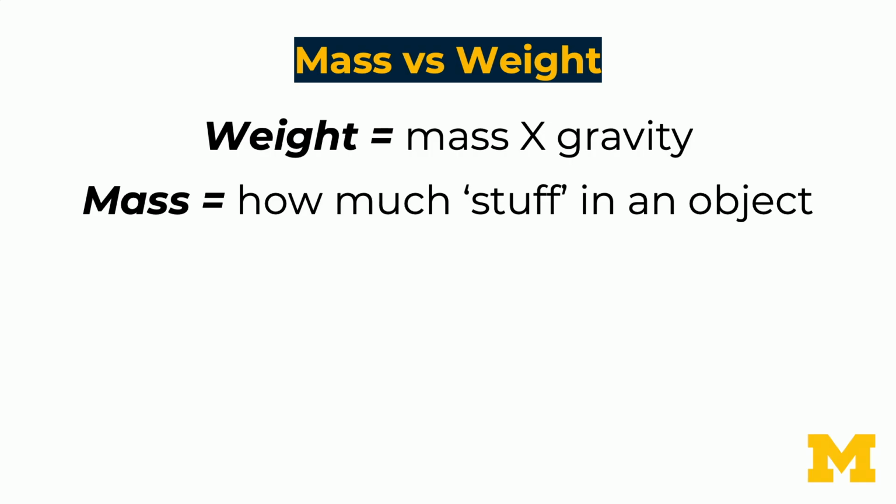Let's talk for a second about mass. What is mass? We think of mass and weight as being related, and sometimes in our minds we think of them as the same thing, but they're not. On Earth, they're sort of interchangeable, but weight has to do with the mass times the gravity. Mass, on the other hand, is related to how much stuff is in an object, like how many atoms are in an object.